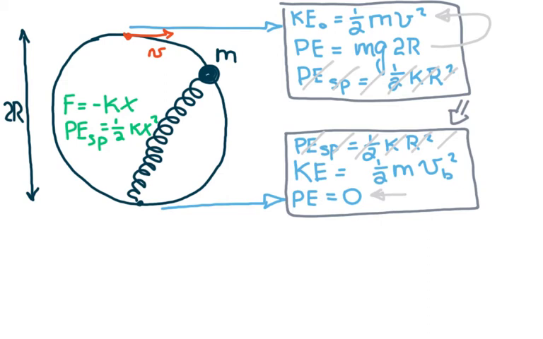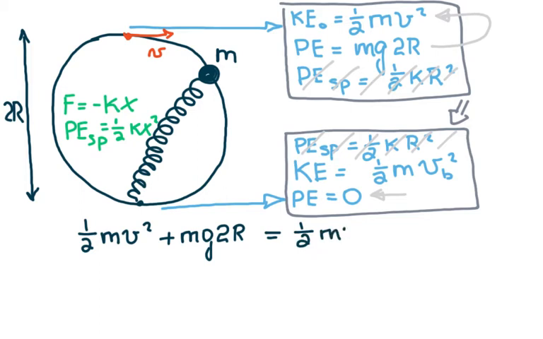So if I set them equal to each other, I have 1/2 mv squared, and if you don't have velocity at the top, then that would become 0, plus mg 2r, that's the whole mechanical energy at the top, equals 1/2 m times the velocity at the bottom squared.